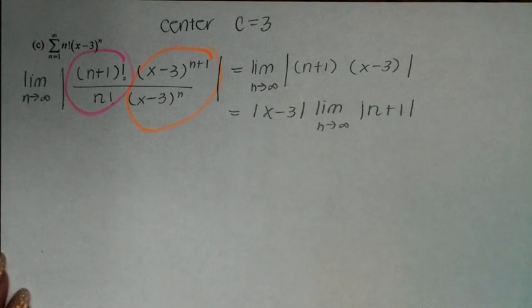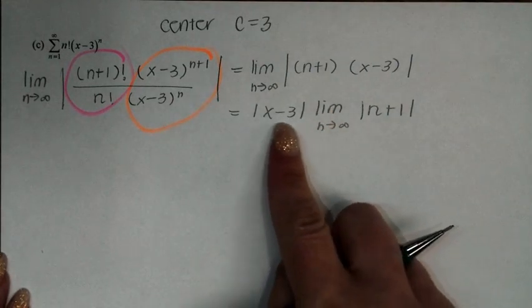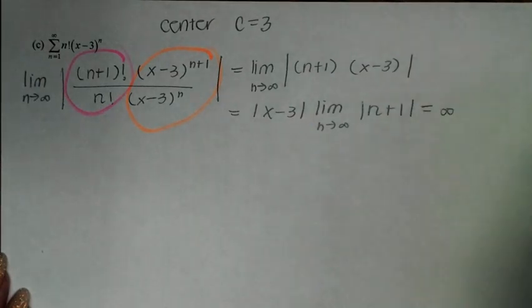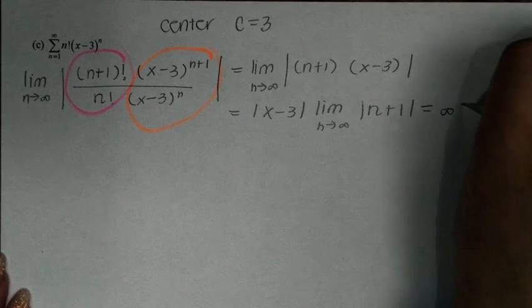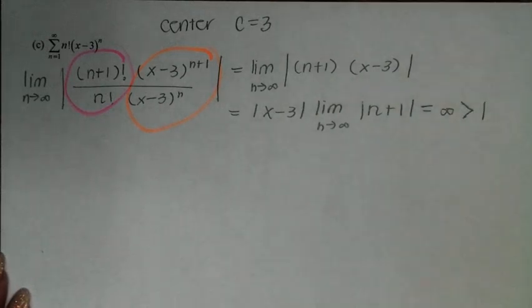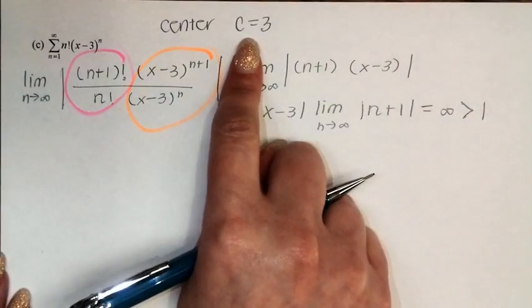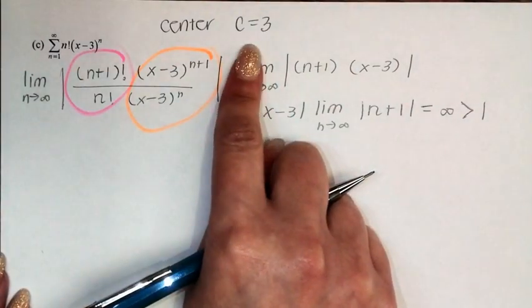So what happens here? You have that this is going to be x minus 3, but this is going to be infinity. So overall, this is infinity. What does the ratio test tell you about infinity? As far as I know, that's greater than 1. So it's going to diverge by the ratio test. So you are going to tell me, so the series diverges everywhere? There's no radius of convergence? No. Okay? So you know that it always converges at 3.